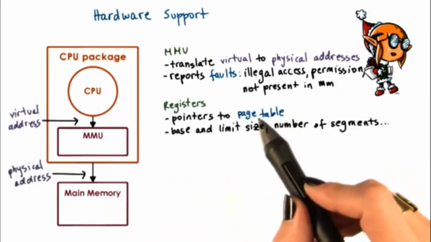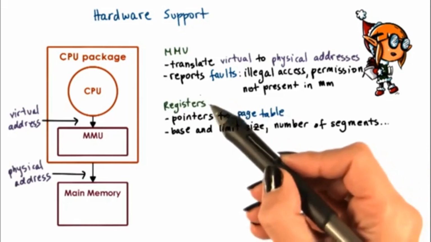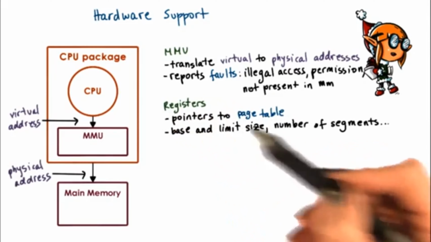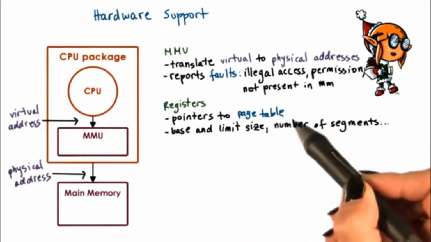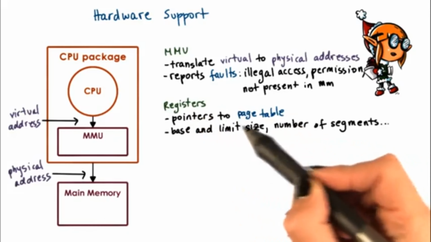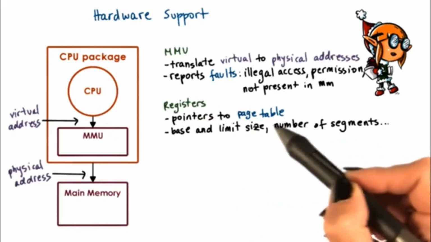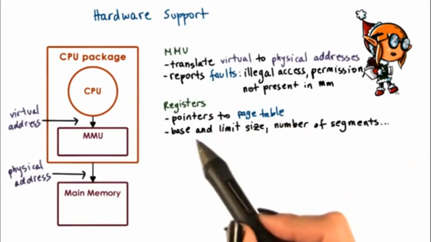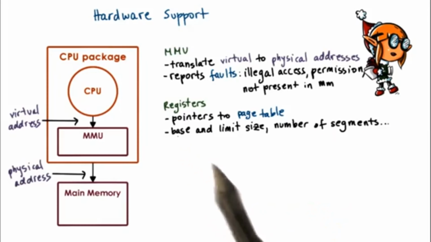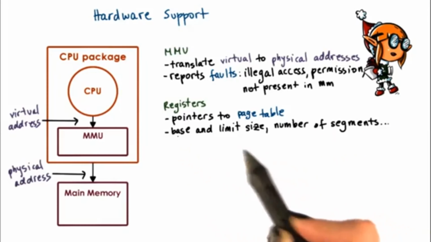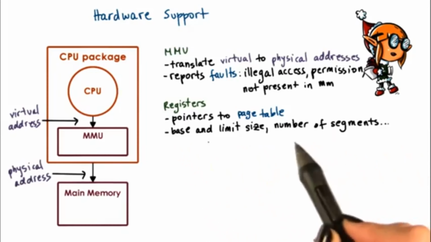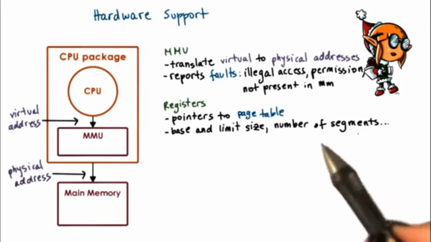Another way hardware supports memory management is by using designated registers during the address translation process. For instance, in a page-based system, there are registers that are used to point to the currently active page table, or in a segment-based memory management, the registers that are used to indicate the base address of the segment, potentially its limit, so the overall size of the segment, maybe the total number of segments, and similar information.